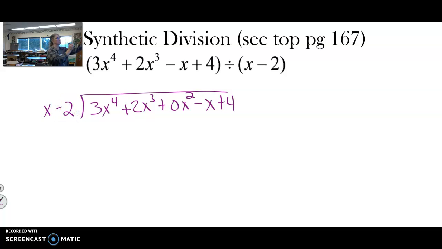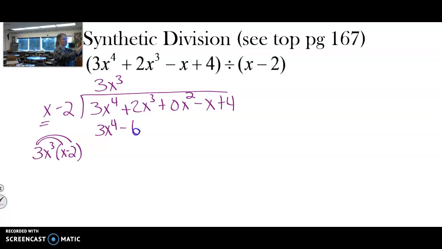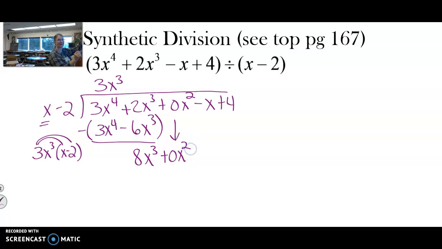So with the long division, you're going to look at this x, this 3x to the 4th, and you have to multiply by 3x cubed to get the 3x to the 4th. So 3x cubed times x minus 2 is going to be 3x to the 4th minus 6x cubed. And then we subtract, so 2x cubed minus a negative 6x cubed means we're going to add the 6x cubed, so we have 8x cubed. And then we're going to drop down this next term, so plus 0x squared.